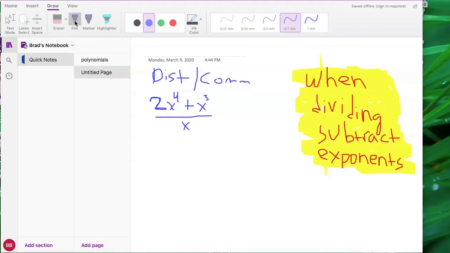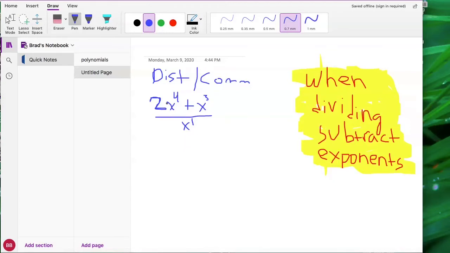Okay, let's get going. First, this is the hardest one we have, this first one. We have 2x to the fourth plus x to the third, divided by x. How do we do something like this? Really what you want to remember is that when dividing exponents, you subtract these exponents. So x would be the same as x to the first, and then we're just going to subtract these.